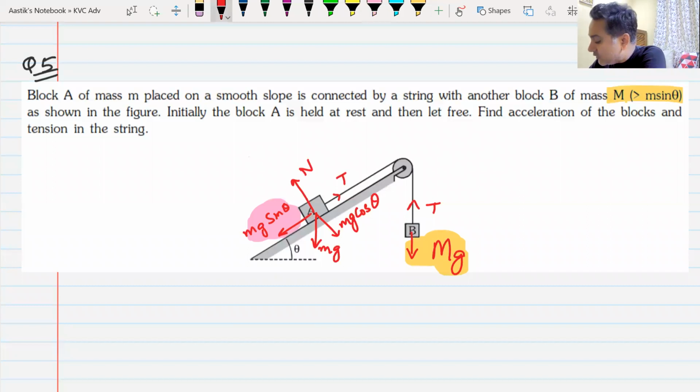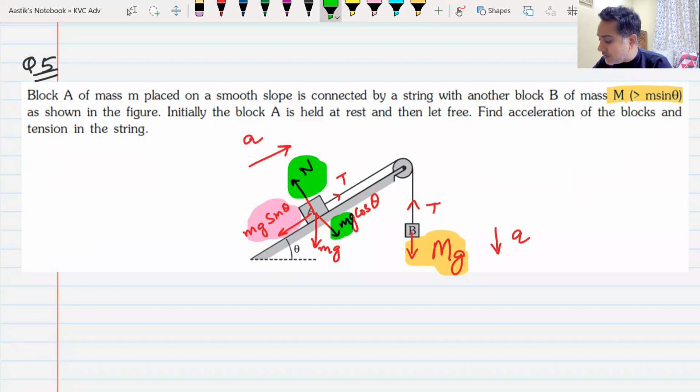Okay, so you make the equation. This is going to go down with an acceleration a. This is going to come up with an acceleration a. We understand this. This block is not going to move like this. So N will be equal to mg cos theta. Do we understand this? Yes, sir.